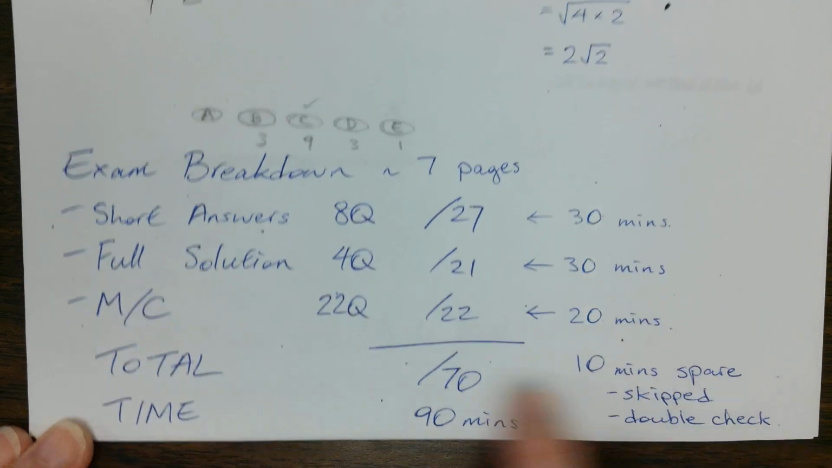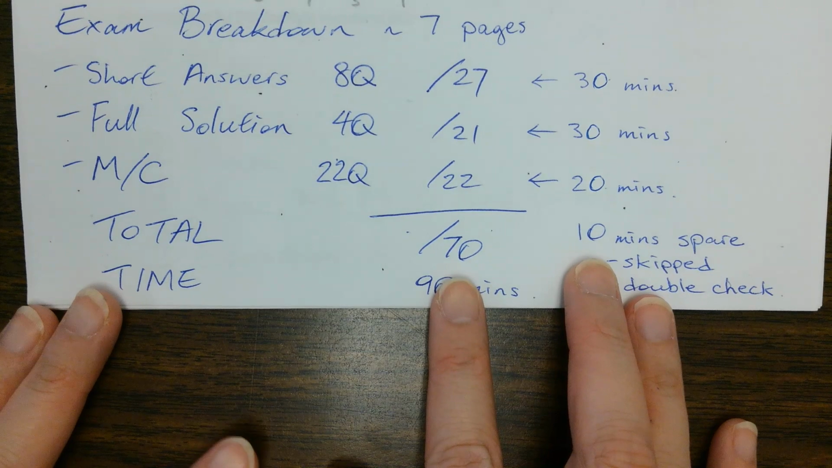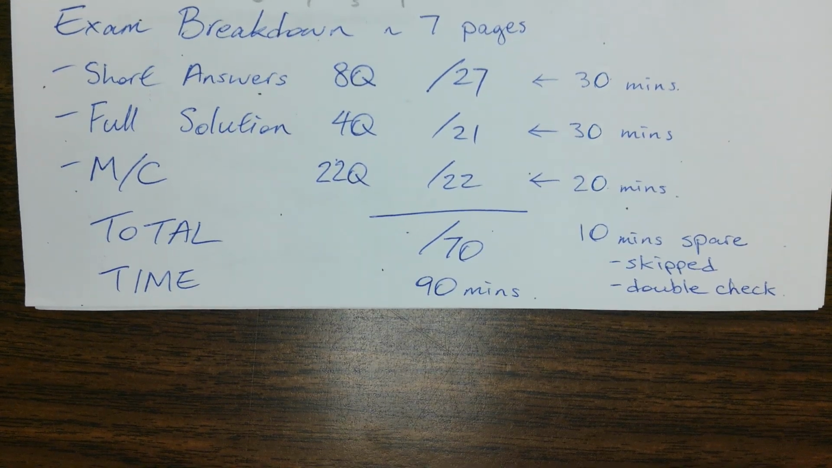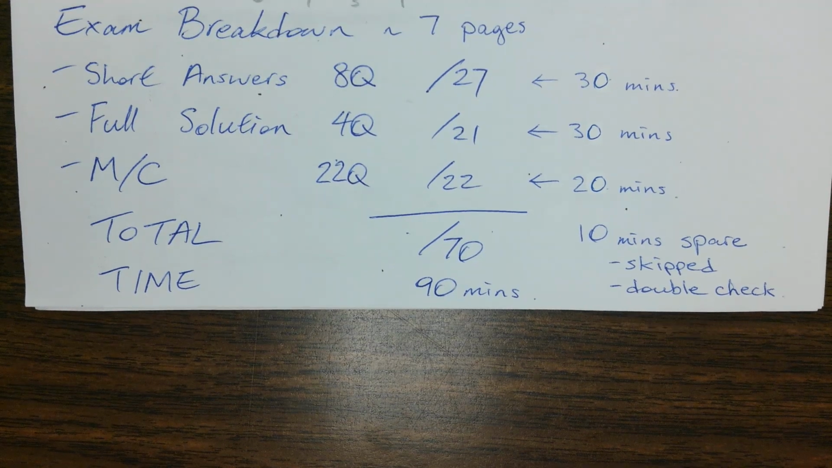Don't forget, we did this breakdown. I showed you guys this, I think last week. So remember, there's a total of 7 pages. There are 8 short answer questions with 27 marks, 4 full solution questions with 28 marks, and then 22 multiple choice questions with 22 marks. Sorry, Printique, only 22 multiple choice and not 100.